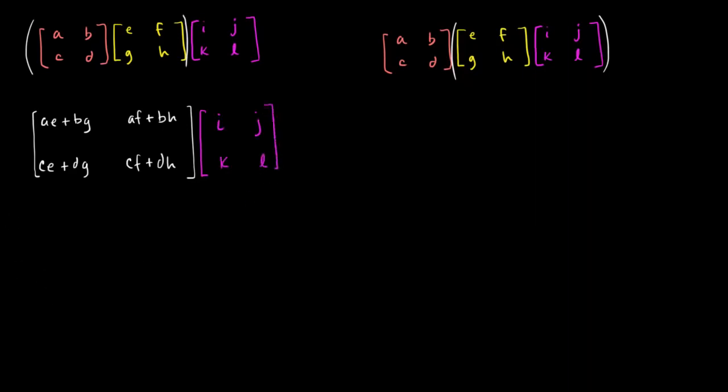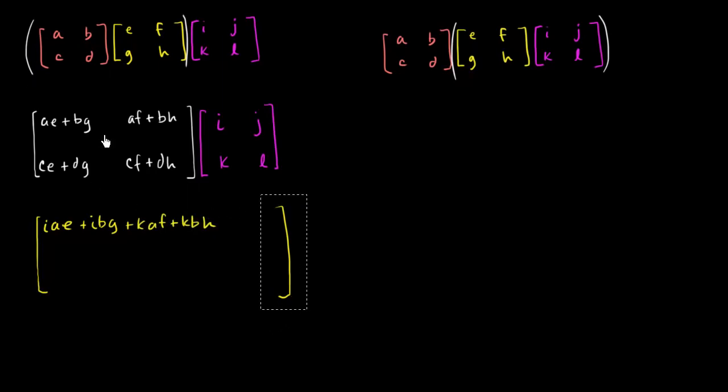And what does this give us? I'll give myself an ample amount of space. So it's going to be this stuff times I. So we could write this as I, and actually let me just distribute the I, AE plus IBG, plus this stuff times K, plus KAF, plus KBH. I'm already going to run out of space here. So let me clear this. Let me just keep going.